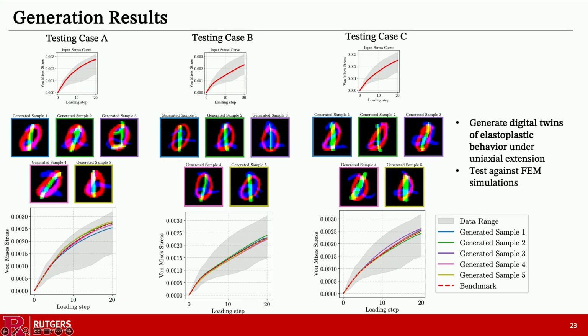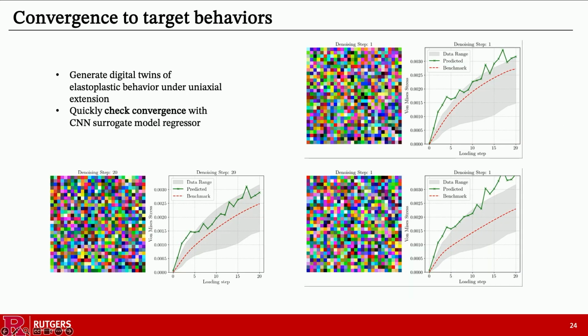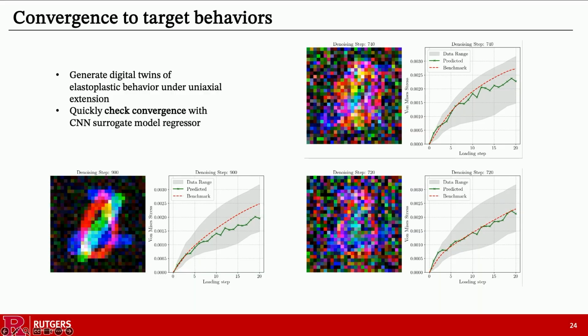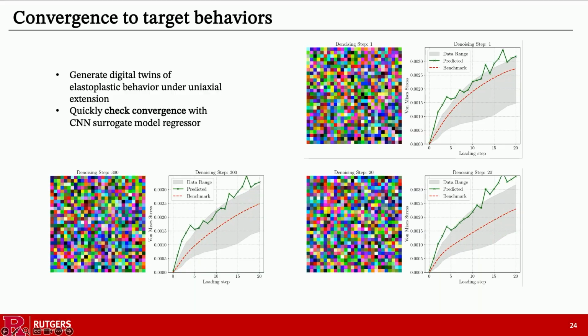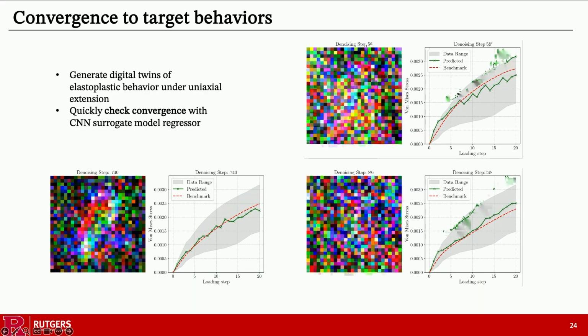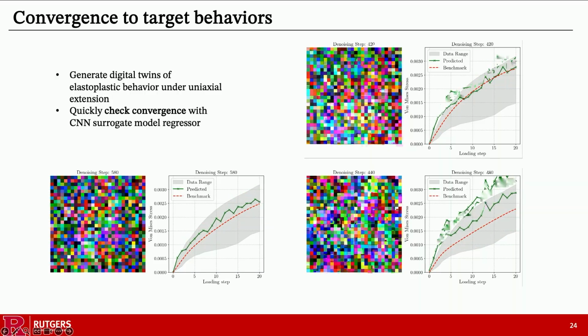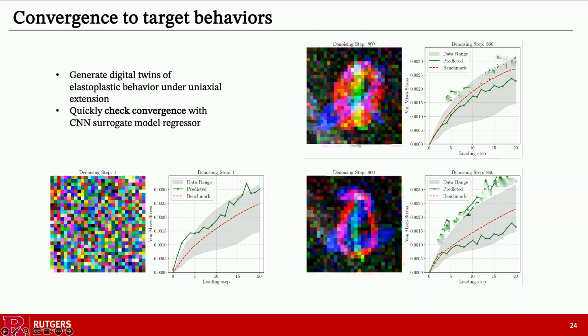These are some generation samples for 3 cases that were not in the training dataset. For each of them, we generate 5 samples, and we can see we have a general convergence towards the stress behaviors that we want them to have. So this is what the convergence should look like. Over 1,000 diffusion steps, we eventually start hitting the targets that we want. These are the CNN predictions. We do it because it's very quick to check how things are going.